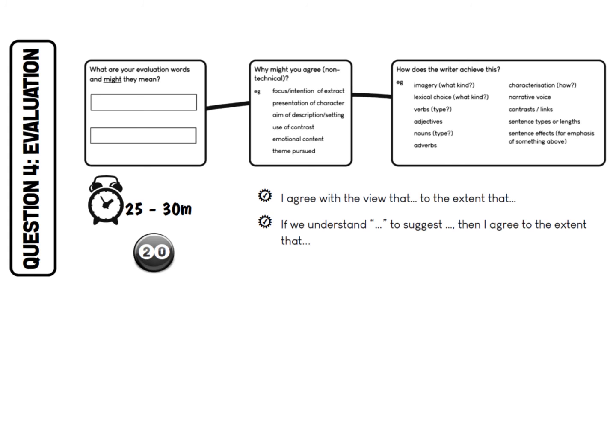I'd aim for at least 3 or 4 chunky paragraphs worth of you giving different reasons why you agree. So I agree with the view to the extent that, or if I understand the word frightening or whatever to mean whatever it is, then I do agree to the extent that. 3 or 4 of those.